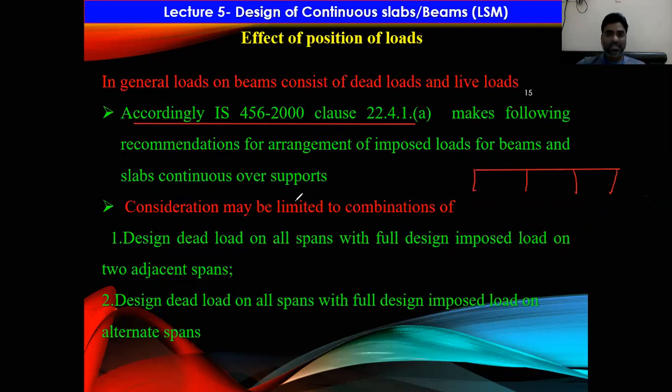right? So the first case says design dead load on all spans with full design imposed load on two adjacent spans. That means only dead load here, and dead load plus live load, and this is also dead load plus live load. So this is one case. Another case is the design dead load on all spans with full design imposed load on alternate spans.